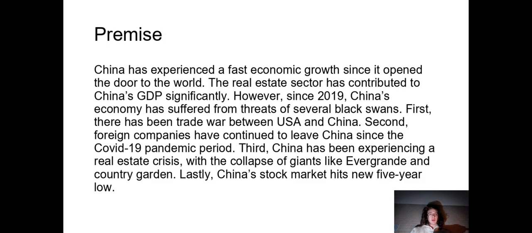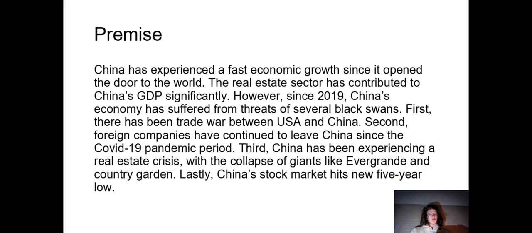This is question 2, presented by me. Student ID 112ZU1033. So the premise for question 2 is that China has experienced fast economic growth since it opened the door to the world.